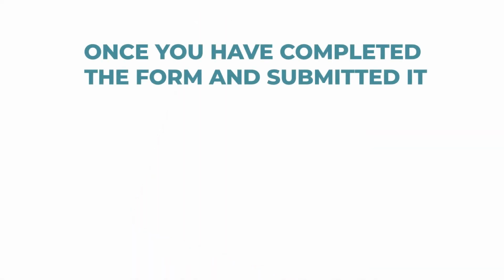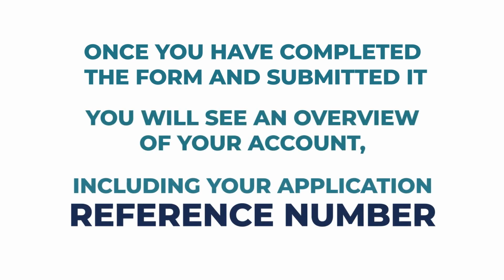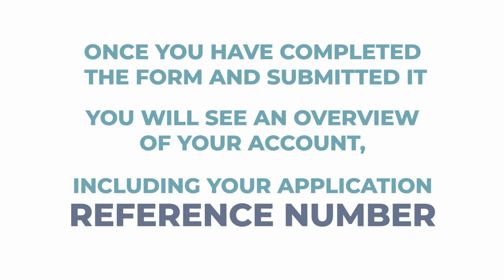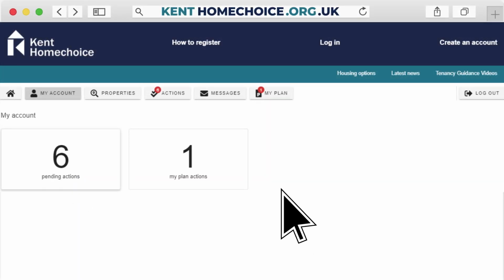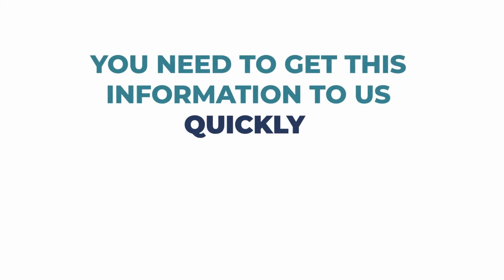Once you have completed the form and submitted it, you will see an overview of your account, including your application reference number. You will be sent details of supporting information that we need. Details of what you need to provide us with will be sent via your account and will appear within your actions, so you will need to log back in to see them. You can then upload the information to your account. You will need to get this information to us as quickly as possible, or you may need to reapply.